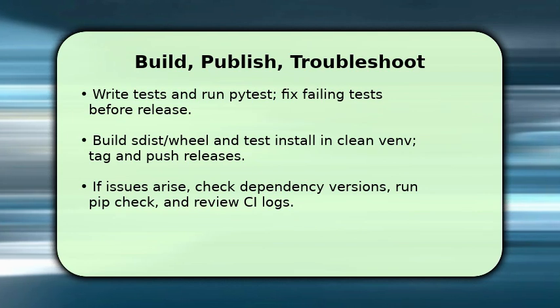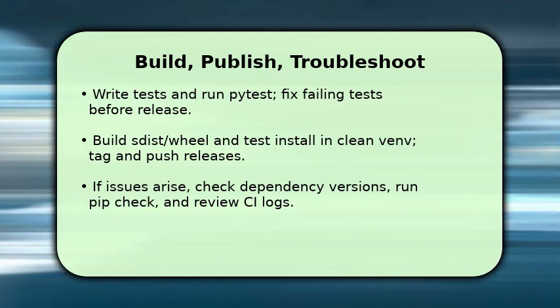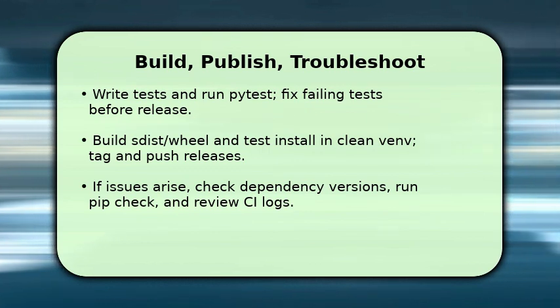If something goes wrong, start by checking dependency version conflicts, run pip check, and inspect CI logs. These steps usually reveal mismatches or missing build metadata, so you can iterate quickly.